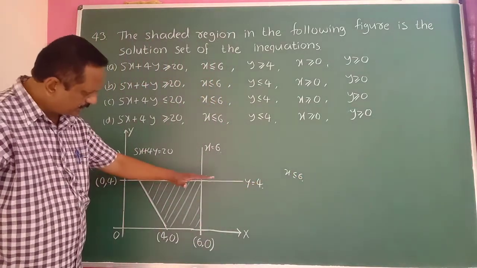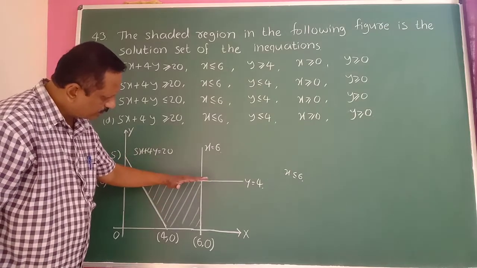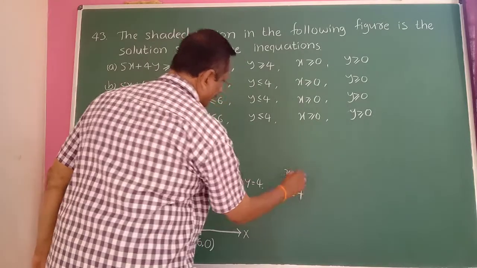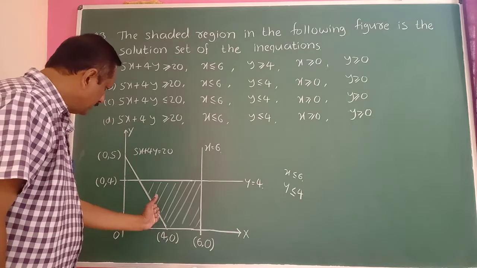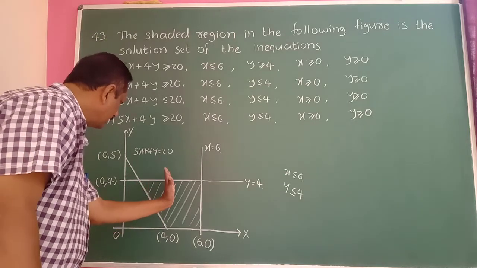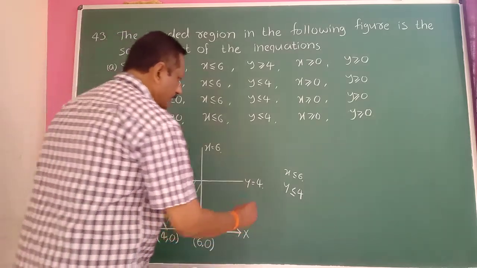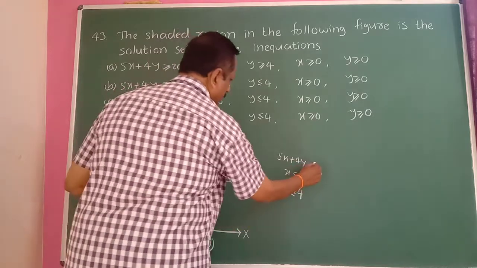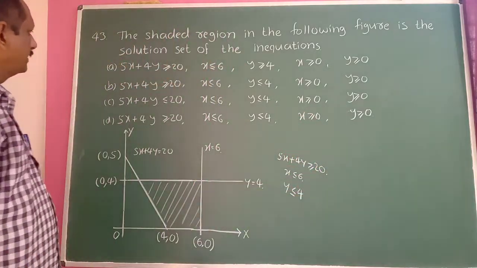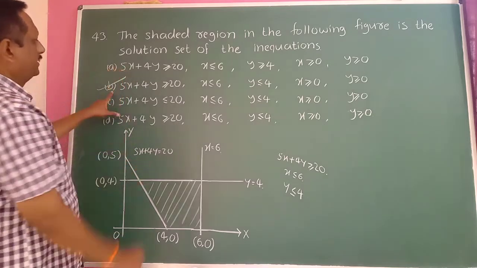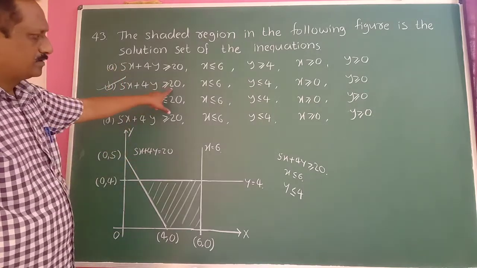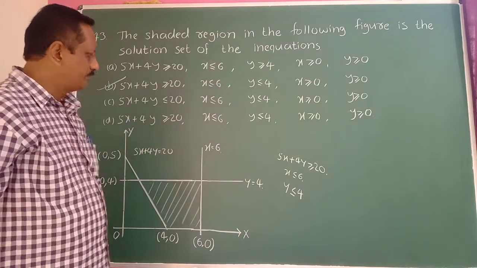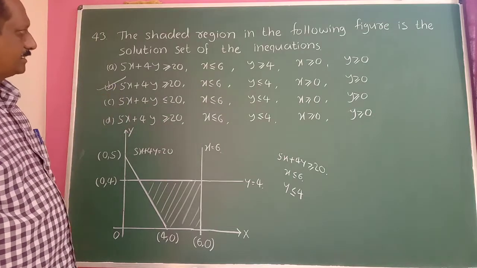Next this is a line here and the shading is below this line. So obviously here again y less than or equal to 4. And this is the line here, shading is on this side, above the line. Above the line means 5x plus 4y is greater than or equal to 20. Therefore, just observe option B here. 5x plus 4y is greater than or equal to 20, x less than or equal to 6, y less than or equal to 4 here. Yes, option B is correct here.